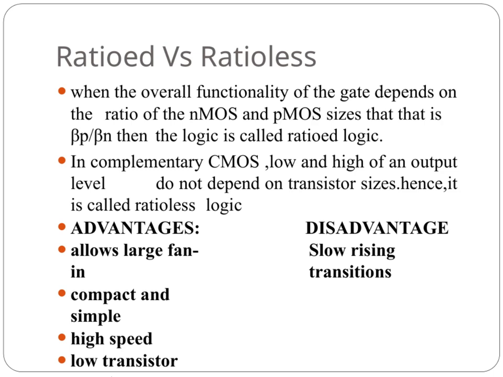One downside of ratioed logic is that it tends to have slow rising transitions, which can affect performance. However, it offers several advantages. It supports large fan-in, making it suitable for gates with many inputs. It's also compact and simple in design with a low transistor count, which can lead to high-speed operation. So, while it has some trade-offs, ratioed logic can be very efficient and effective depending on the application.